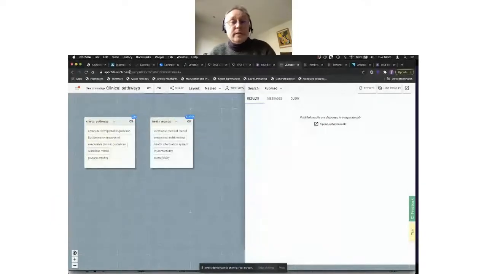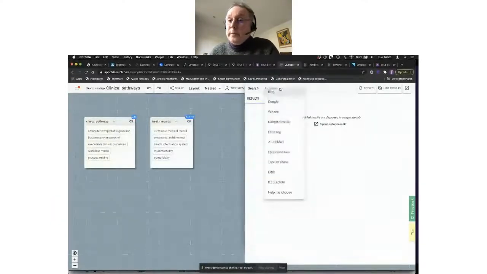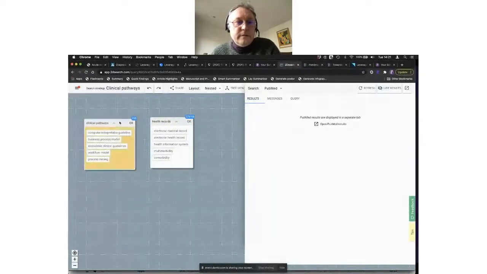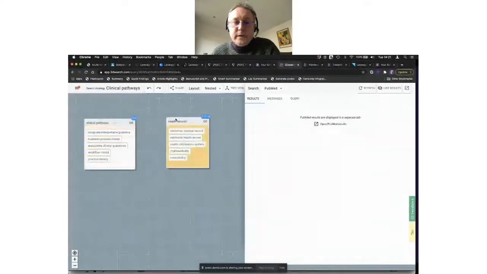And what 2D search does is allow me to search multiple databases at the same time, which is fantastic. So I can create one search strategy in a visual way. So I just type them in here and put them into blocks, and then I can run this on any database I want. And this search strategy contains 2 blocks. So it's got stuff on clinical pathways and a section on health records. And what this means is that it's saying, I'm going to find anything that has any of these topics and any of these topics, but I need at least one from here and one from here. So let's run this against PubMed.